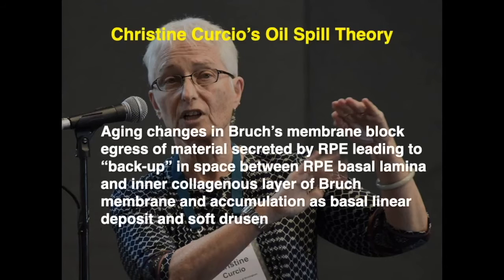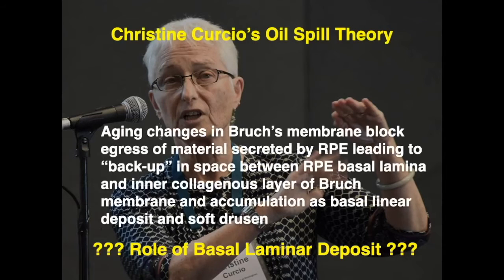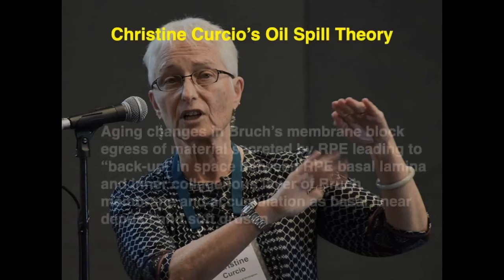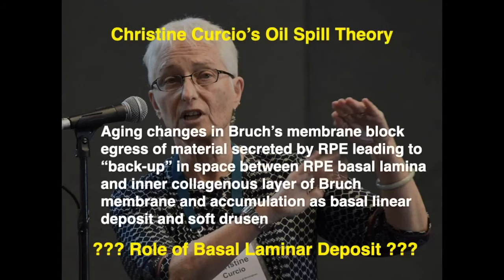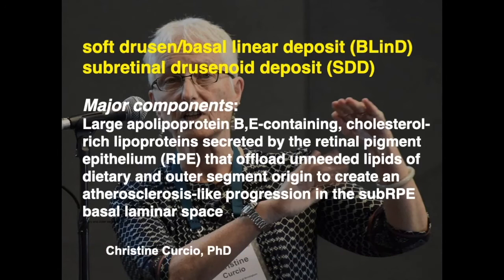According to Dr. Christine Curcio, aging changes in Bruch's membrane lead to the accumulation of multivesicular material in the space between the basement membrane of the RPE and the intercollagenous layer of Bruch's membrane. The material is composed of large apolipoprotein B and E and cholesterol-rich lipoproteins that accumulate as large soft drusen and extensive sheets called basal linear deposits. The material also can accumulate as smaller focal deposits in the subretinal space called subretinal drusenoid deposits.